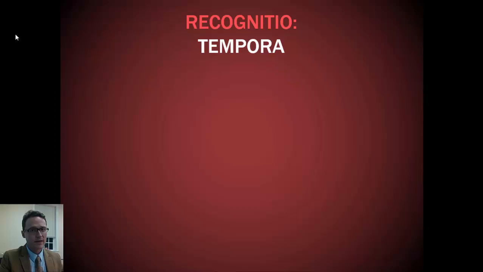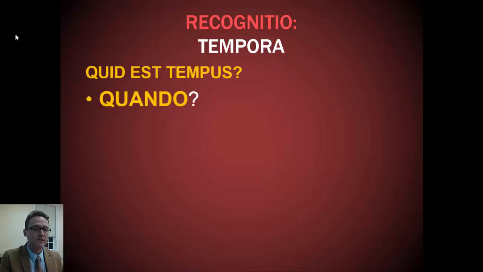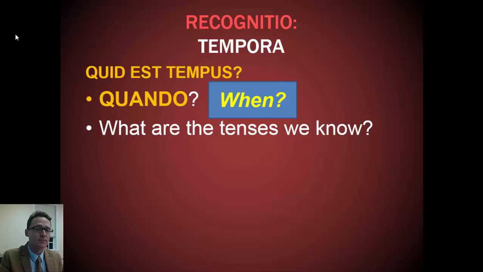Recognitio, tempore. Let's talk about the tenses that we know. Quid est tempus? The tense of a verb answers the question quando, when. When is the action of the verb taking place? What are the tenses that we know so far?